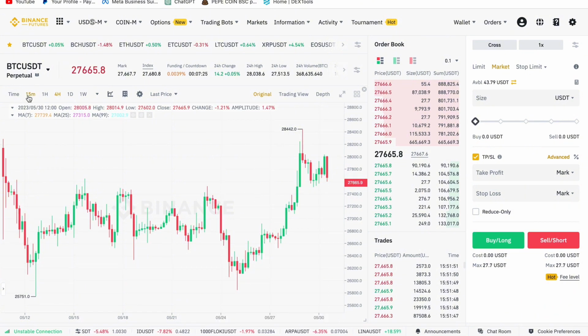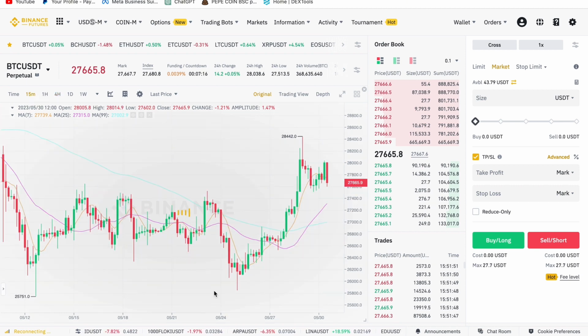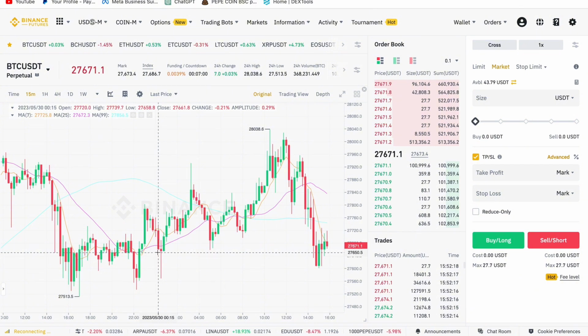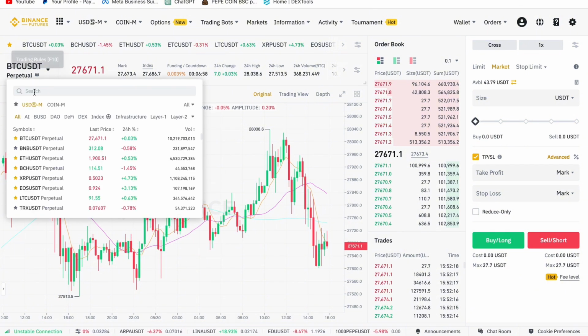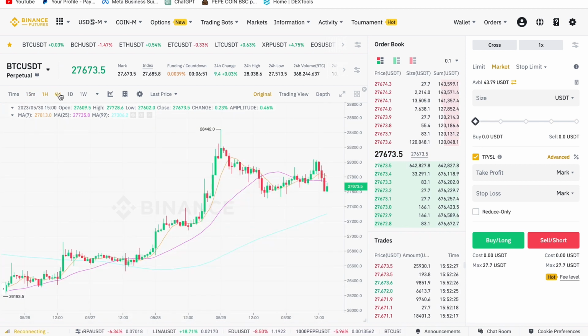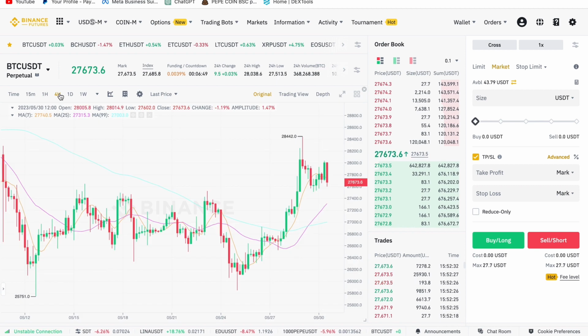Then the time frame is here. We have time frame 15, which means each candlestick is equivalent to 15 minutes. If I click 15 here, we have just changed the time frame to 15. Then we also have BTC USDT. When we click on 1H, that means 1 hour. Then 4H means 4 hours. For me, I trade within the 1 hour and the 4 hour time frames.